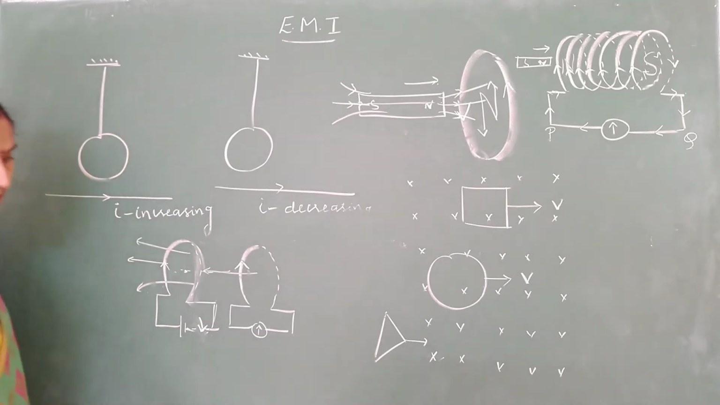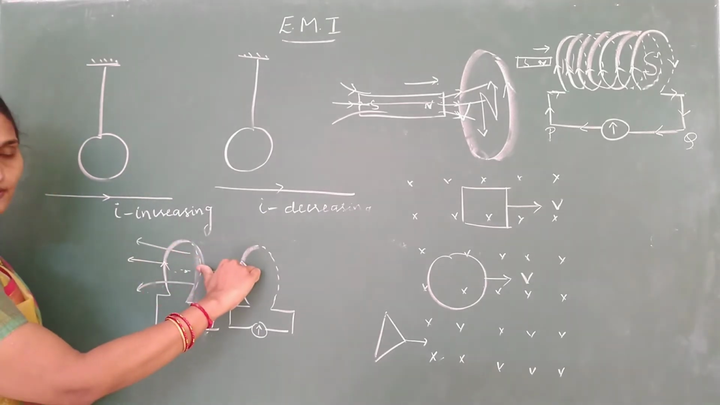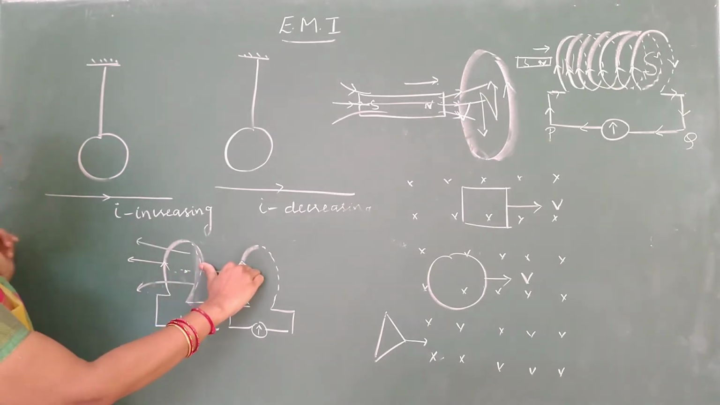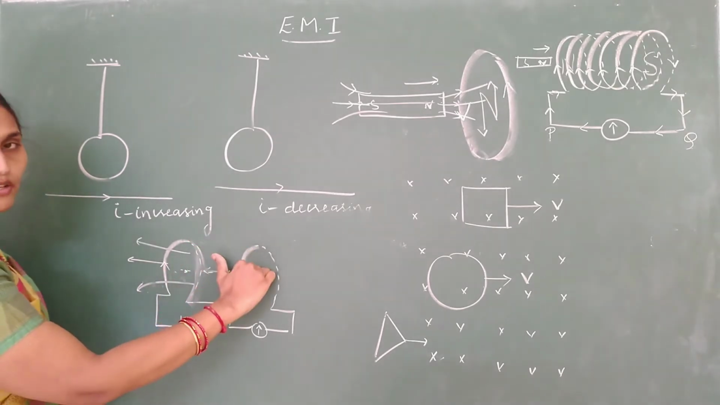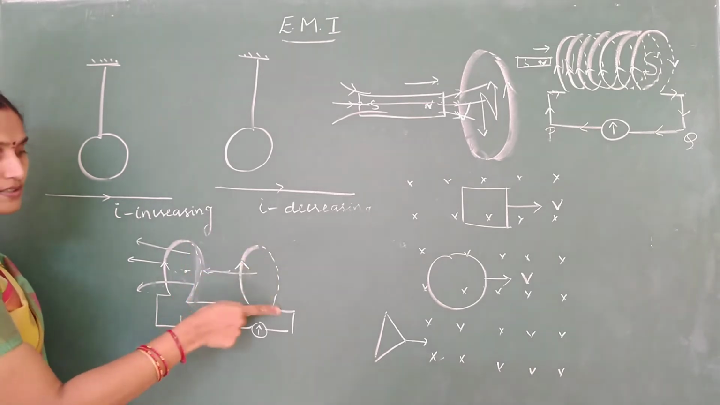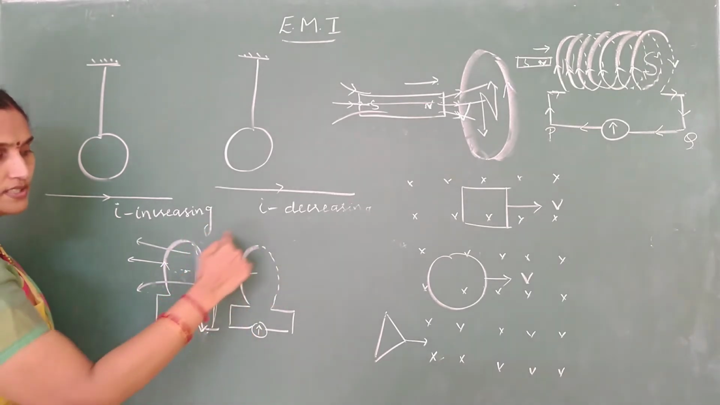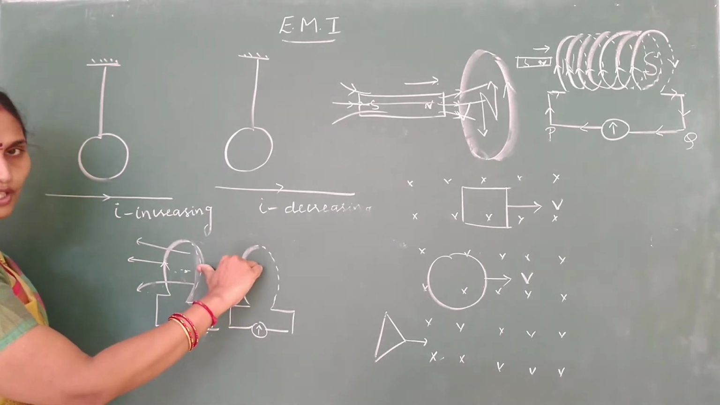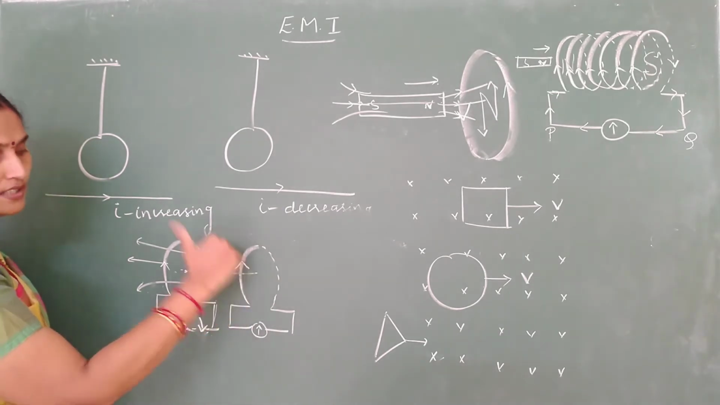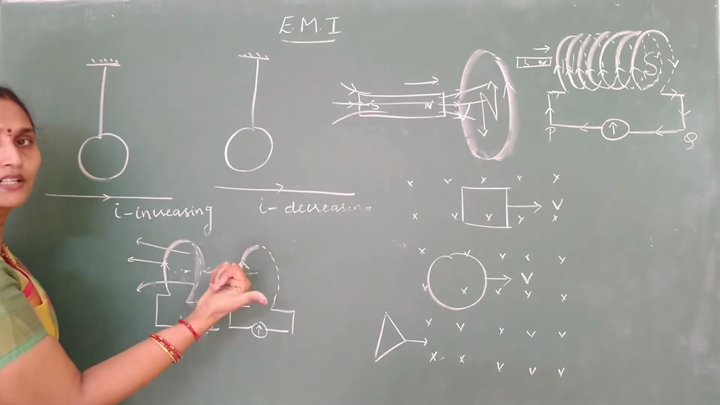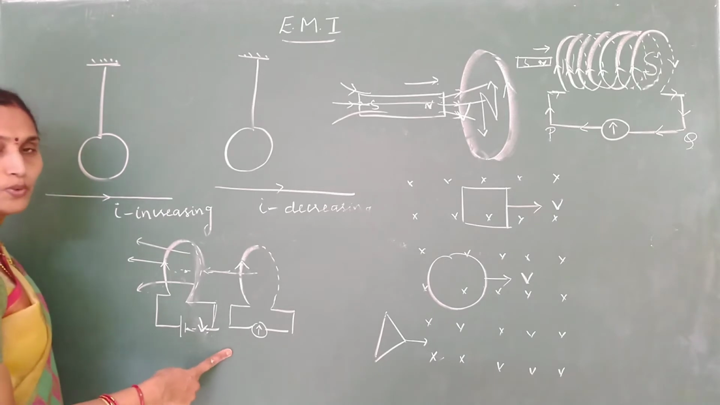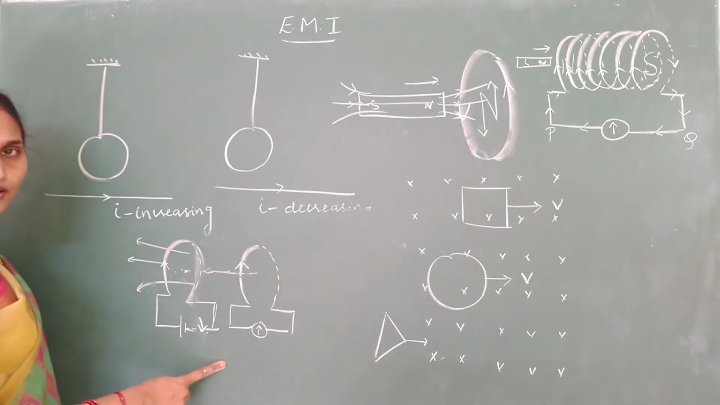Again I will repeat it. Put your thumb in the direction of flux. Check whether flux is increasing or decreasing. When you open the key, flux will decrease. Do not invert your thumb. Curl the fingers. This is the direction of current. If the flux is decreasing, do not invert. If the flux is increasing, invert your thumb. Curl of fingers will give you the direction of induced current. So this is how you can identify the direction of induced current.